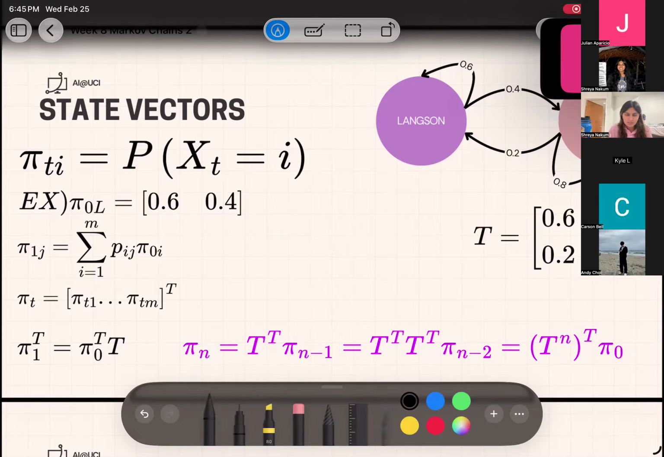Is somebody saying something? No, I think it's people outside.